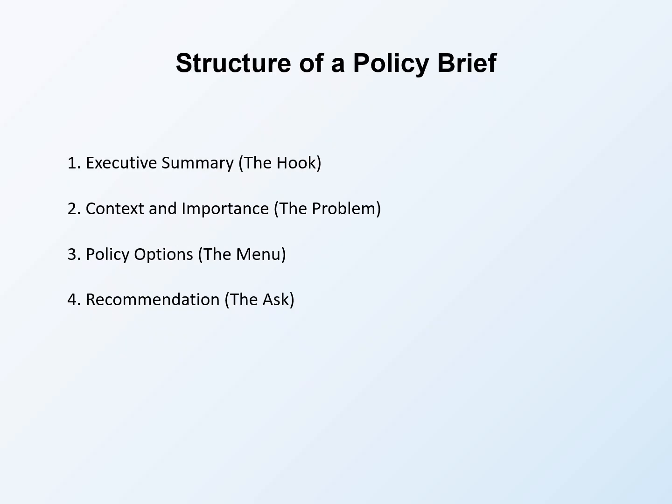A standard policy brief has 4 components. First, the executive summary. This is the hook. It sits at the top. It summarizes the entire brief in 1 paragraph. Second, context and importance. This explains why this matters now. Third, policy options. This gives the decision maker a menu of choices, usually 3. Fourth, the recommendation. This is the ask, the specific action you want them to take. If you bury the recommendation at the end, you have failed.